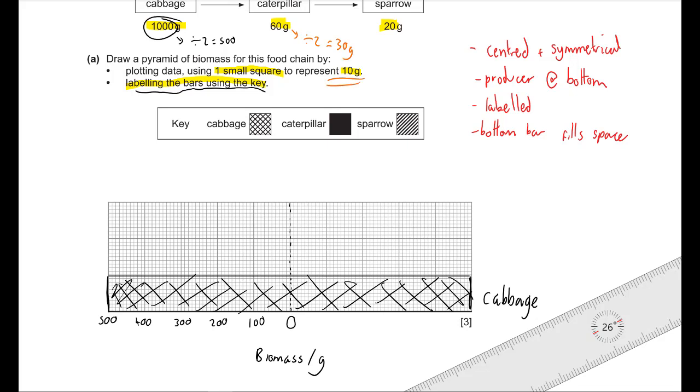One small square represents 10 grams. So your caterpillar one actually needs to be tiny, tiny, tiny. And then you're supposed to fill it in. So that's your caterpillar. And then we've got the sparrow, which is 20 grams. And we need to do the key like that. So that's our pyramid of biomass.